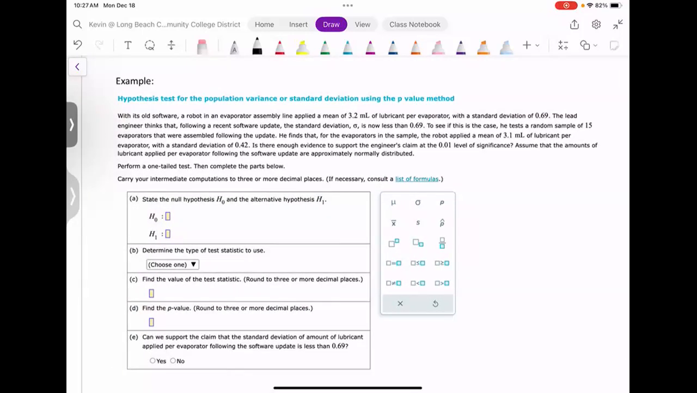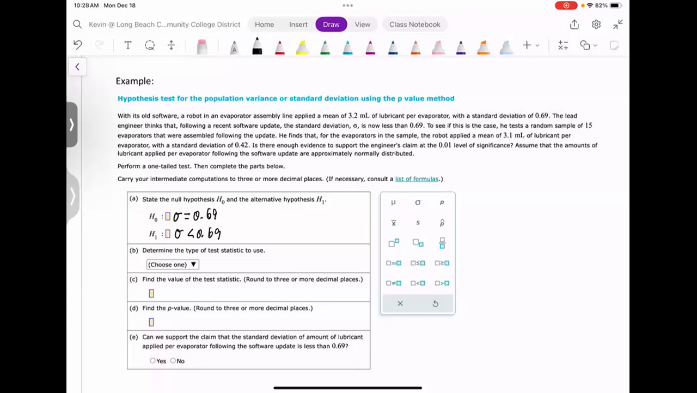All right. With its old software, a robot in an evaporator assembly line applied a mean of 3.2 milliliters of lubricant per evaporator with a standard deviation of 0.69. Notice we're talking about standard deviation, so that's just sigma, not sigma squared. The lead engineer thinks that following a recent software update, the standard deviation is now less than 0.69. So there is our alternative.